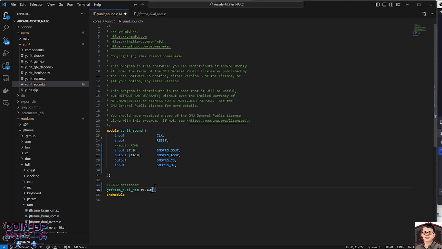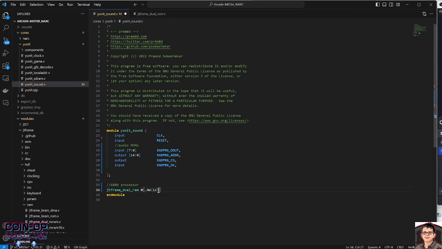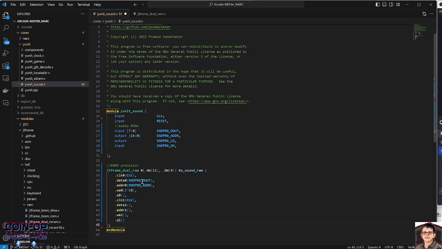So we said the address width was 12. I really think that's an A11 right here, that's what I see anyway. So I think the address width is going to be 12. And so AW 12, DW is 8, sound RAM. I don't know quite yet, I haven't decided what these data signals are just yet. I'm just creating a placeholder for it.